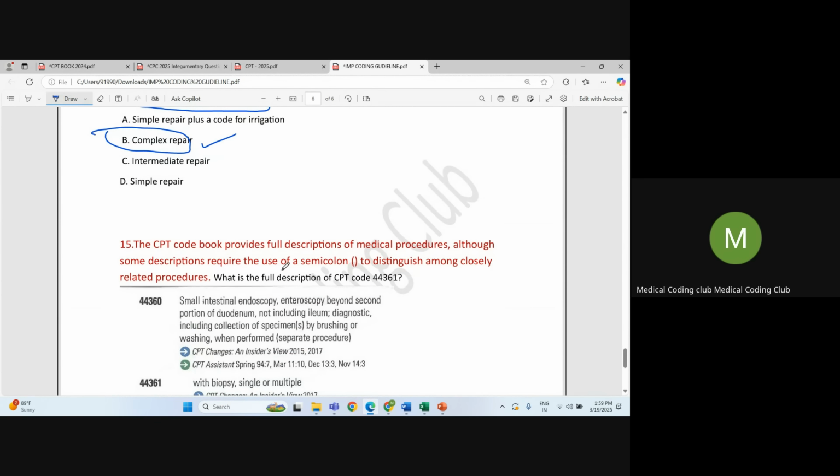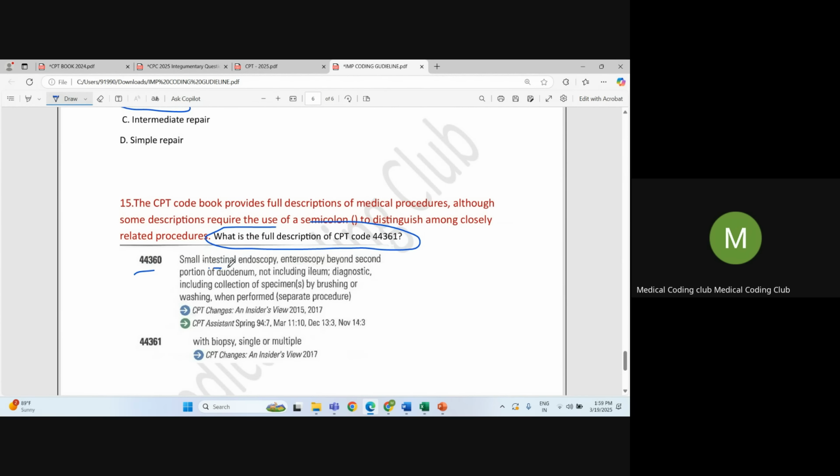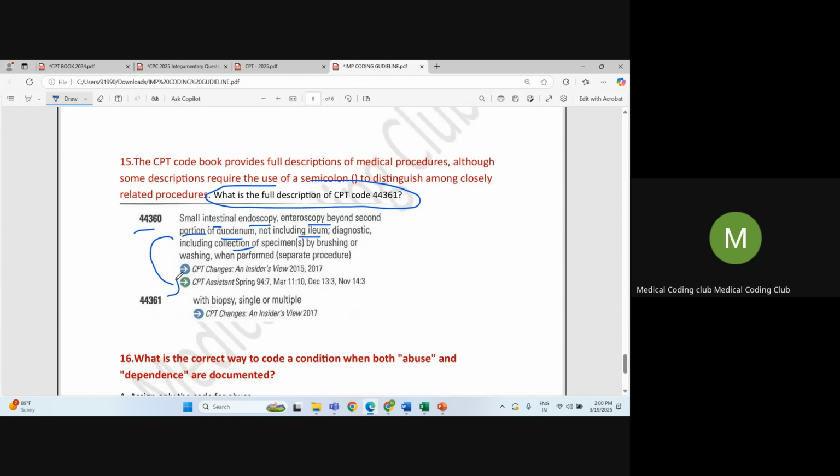Next, they asked the full description of the CPT code 44361. So 44360 is small intestinal endoscopy or enteroscopy beyond second portion of duodenum, not including ileum. And here the procedure is collection of specimen by brushing or washing method. Next, 44361 is biopsy procedure. So you have to give the full description: small intestinal endoscopy or enteroscopy beyond second portion of duodenum, not including ileum. There is a semicolon here. After the semicolon, you need to add: biopsy, single or multiple.